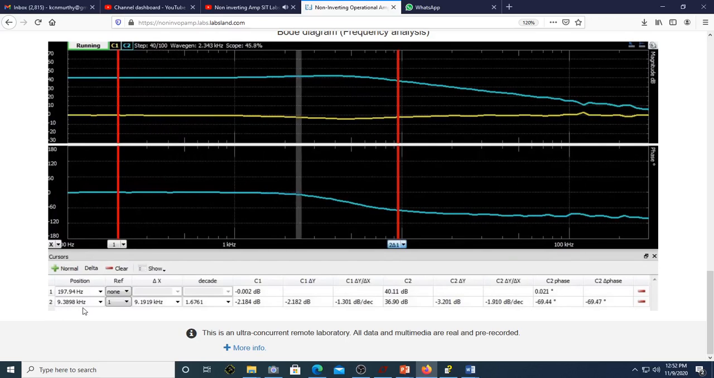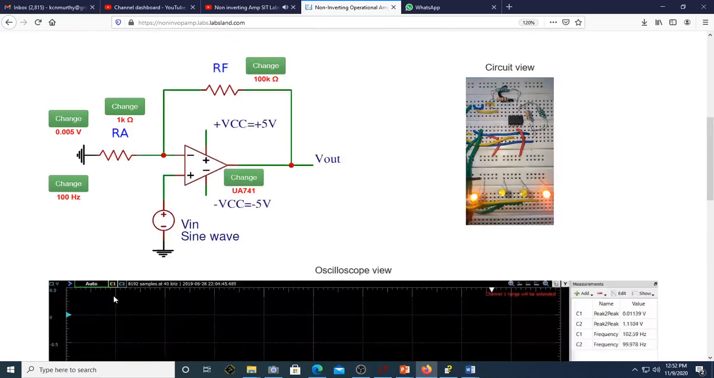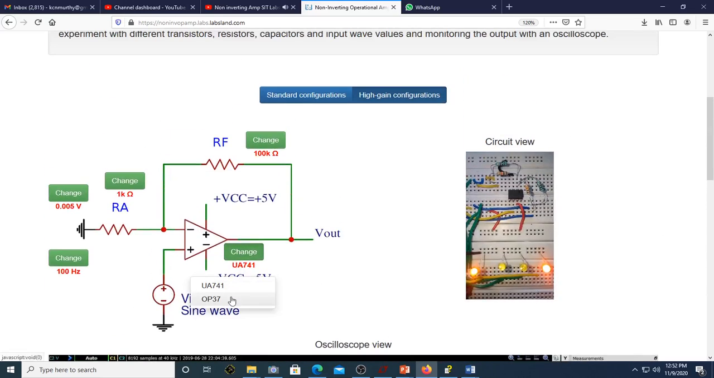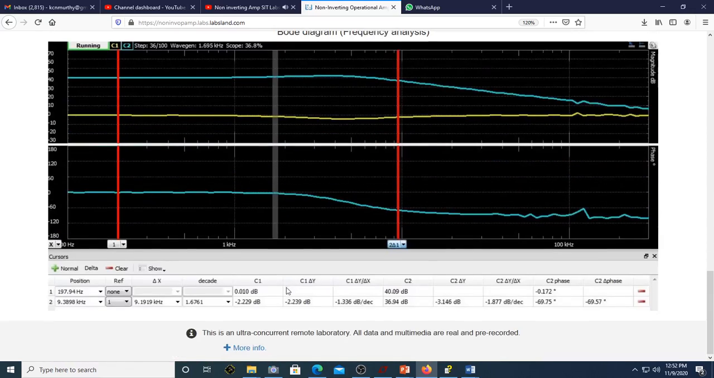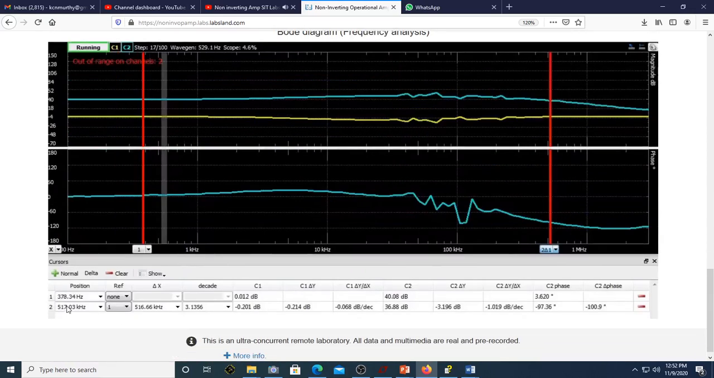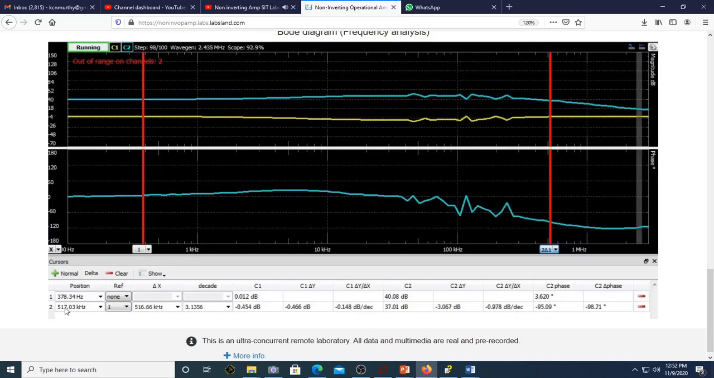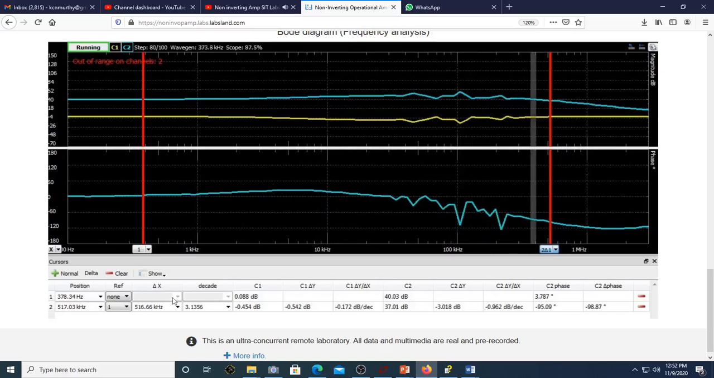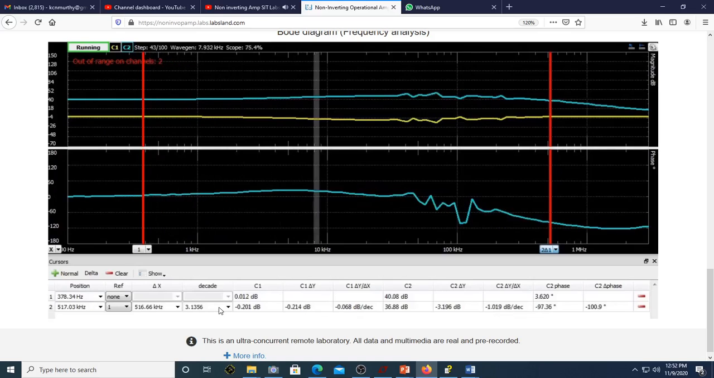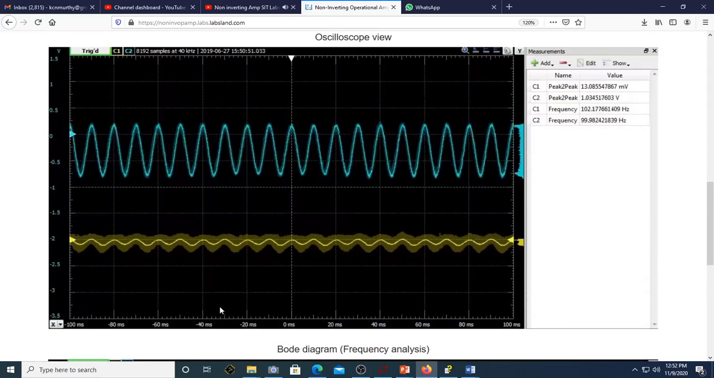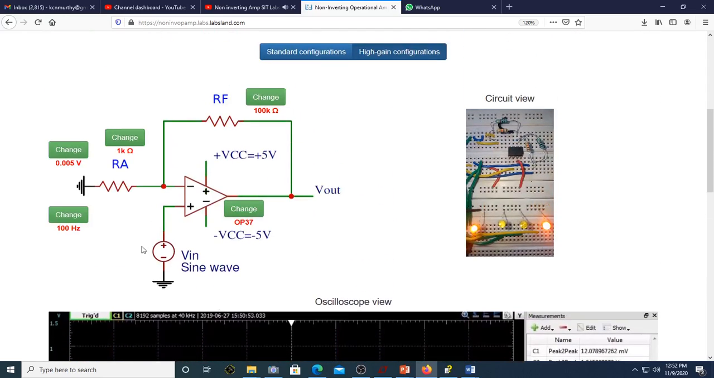A similar analysis for OP37 shows a DC gain of 40.08 dB and a 3 dB bandwidth of 517.03 kHz. This again confirms that Opamp with better performance specifications will have greater 3 dB bandwidth and closed-loop gain. This way you can repeat for other combinations of resistors and voltage values under standard configurations and high-gain configurations.